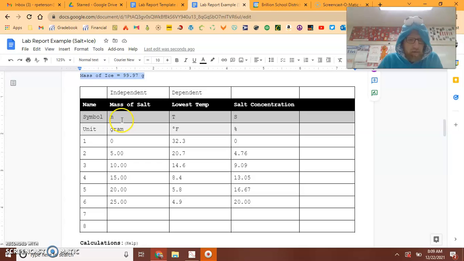So for mass of salt, the symbol is M. In a math expression, we'd use M for a mass, and we're measuring this in grams. And then temperature, T, in degrees Fahrenheit for this. This column over here is the result of a calculation. We'll get to that in just a second.